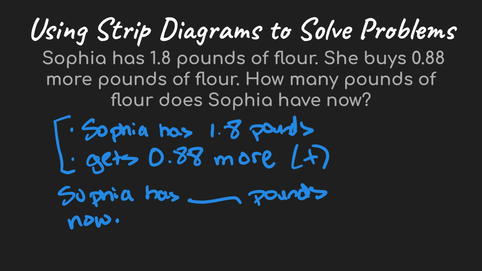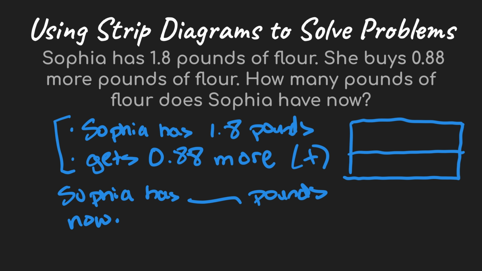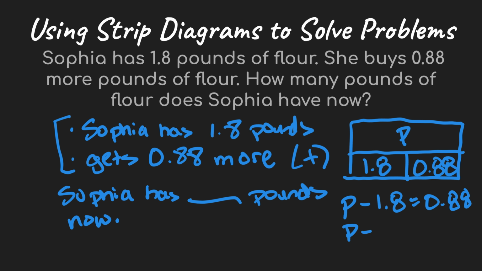All right, so again, I think they gave us two parts here. What she started with and then what she got afterwards. So I think my strip diagram is going to be, I'm going to do my total on top and my two parts on bottom. 1 8/10, 0.88. And since we're looking for pounds, I'm going to make my little variable P. All right, so a couple equations you could do. You could do P minus 1 8/10 would equal 88/100. We could do P minus 88/100 equals 1 8/10. And then to solve it, we could just add these two guys together.